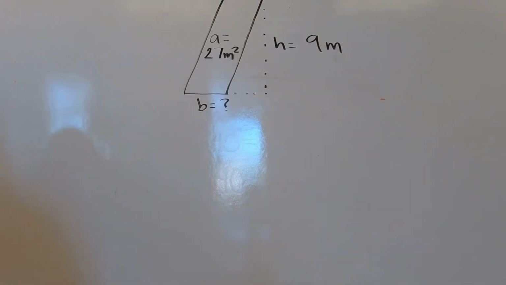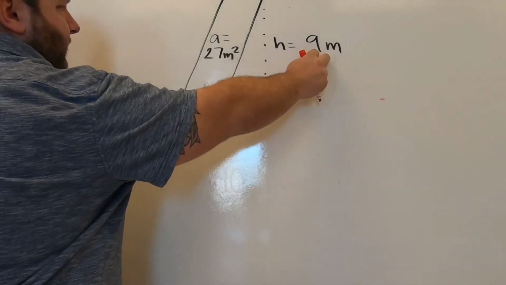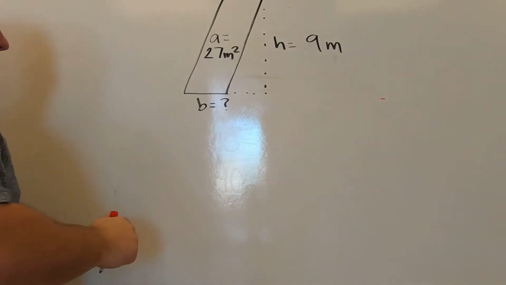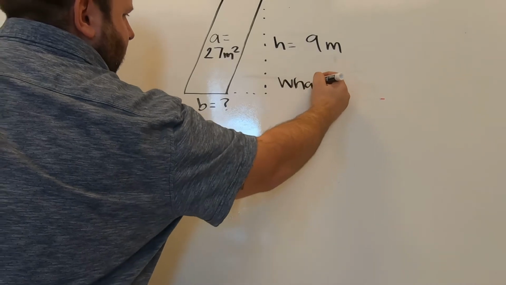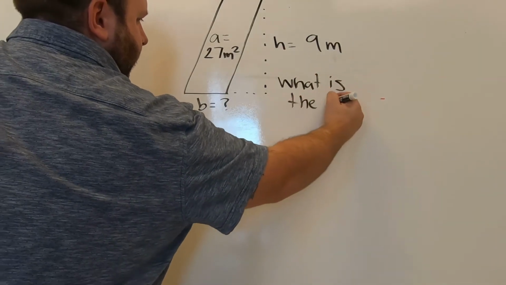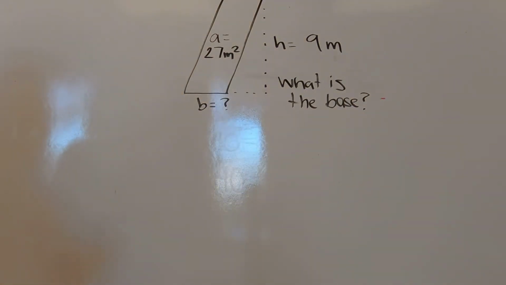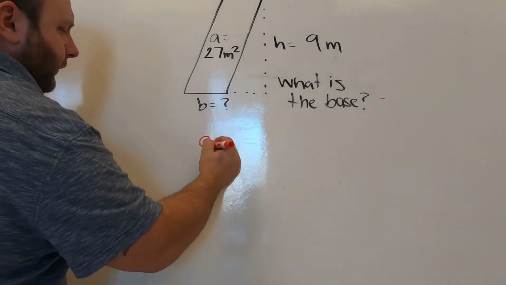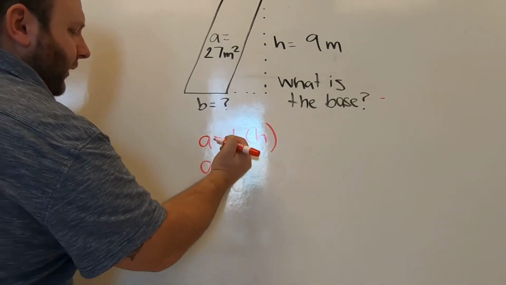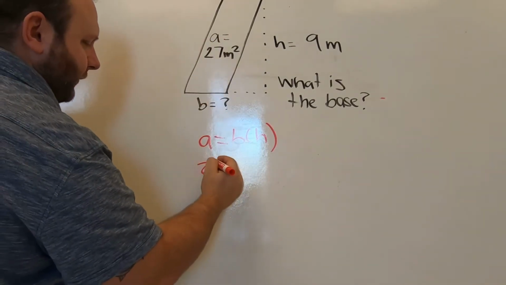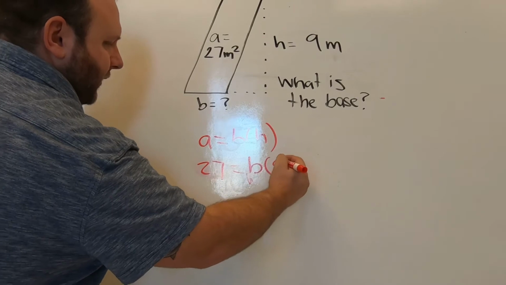All right, guys, here's our next parallelogram. This time around, we have the area and the height, but we're missing the base. So the question here is going to be, what is the base? And just like the last example we did, let's go with our formula. Area equals base times height. Let's fill in what we know. The area is 27. The base we don't know, and the height is 9.